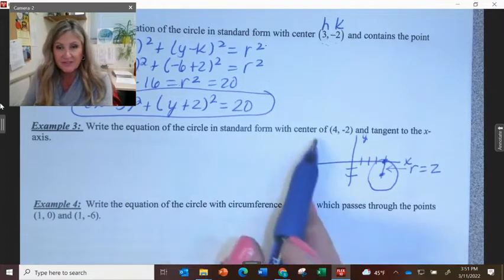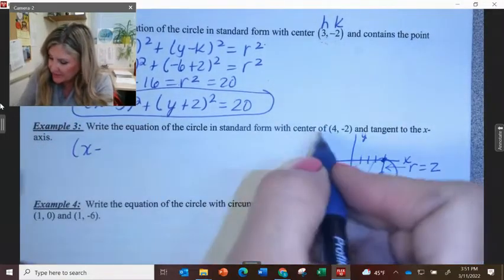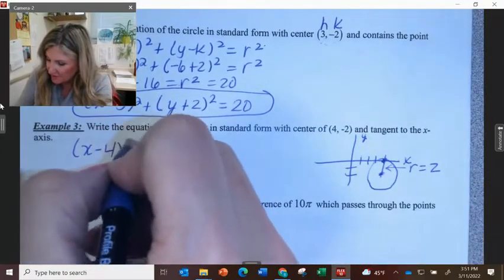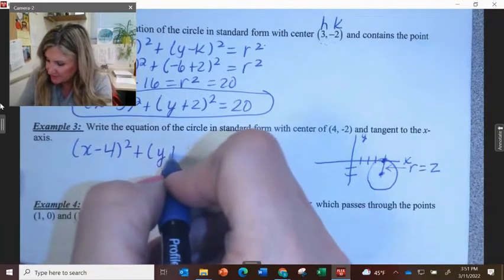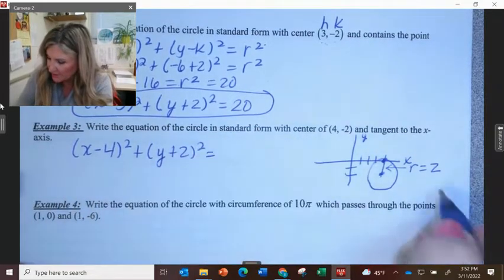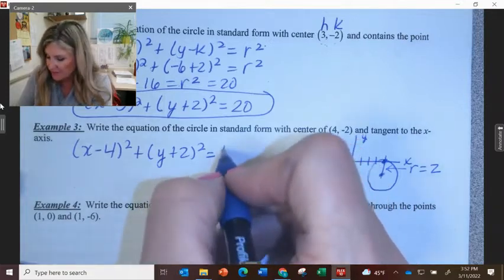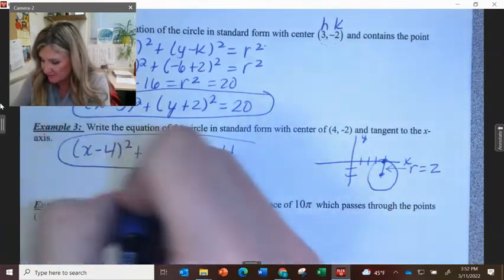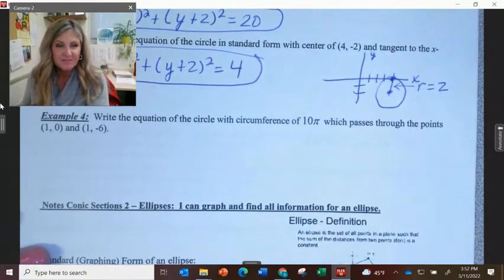Well, once we know the center and the radius, we can write the equation of the circle. X minus 4, quantity squared, plus y minus -2, quantity squared, equals, is it 2 or 4? It's 4, isn't it? Because it has to be the radius squared. All right, very good. Let's try this one.